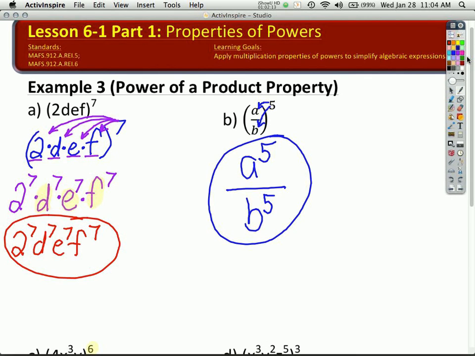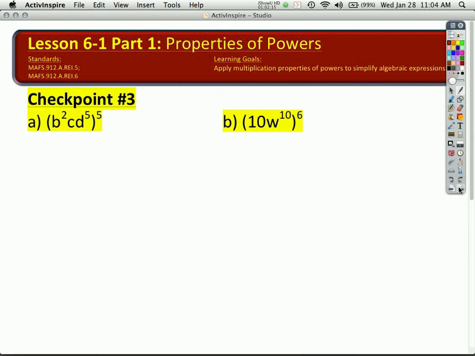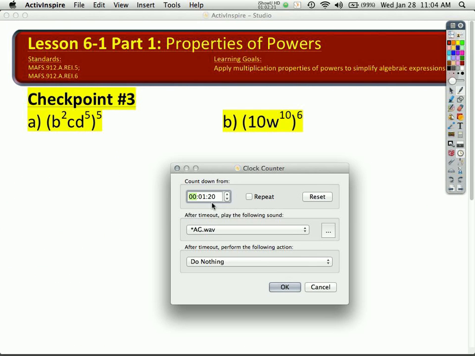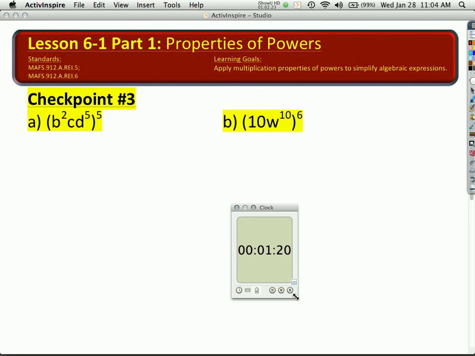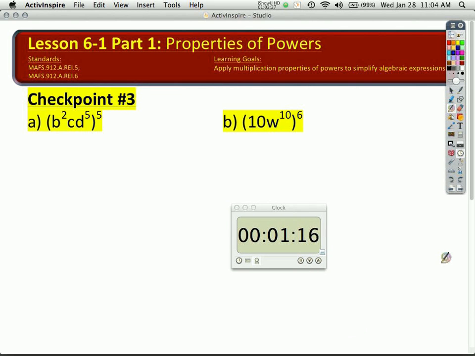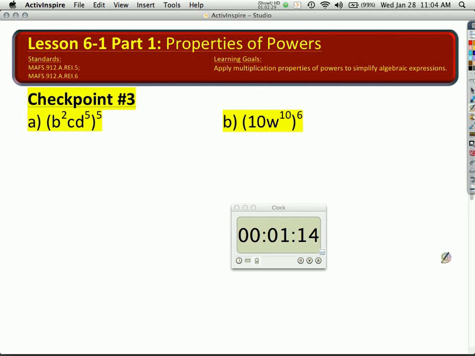Okay, so that was the learning process. Let's see how you do on your own. Checkpoint number 3. I'm going to be cruel and I'm going to give you a minute and a half. Push yourself. My super high level students, try to do some things mentally without making mistakes.